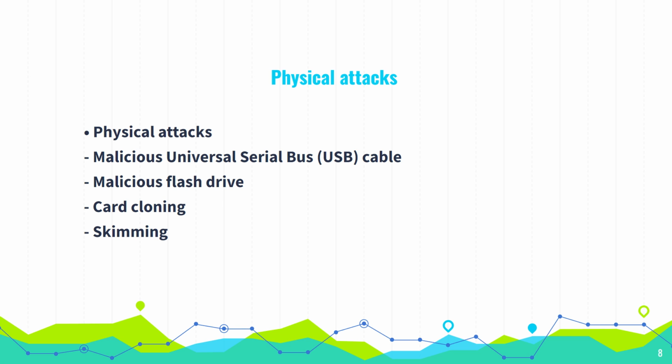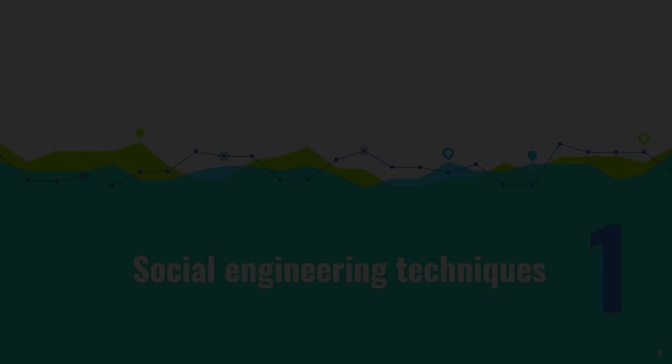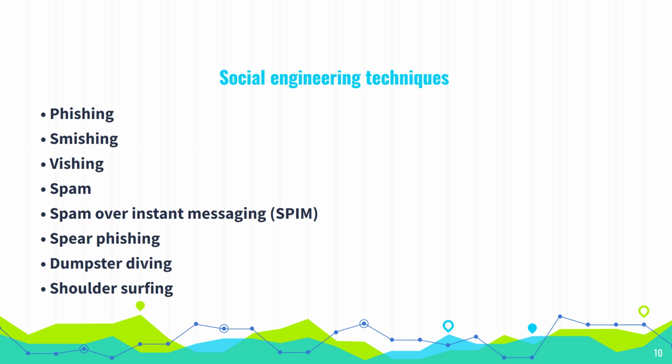Card cloning is when you exploit RFID, scan the card, get all the information, and clone it. Skimming is basically when you again use RFID and get the information, but you don't clone the card. Another one is social engineering. The last topic is social engineering techniques.